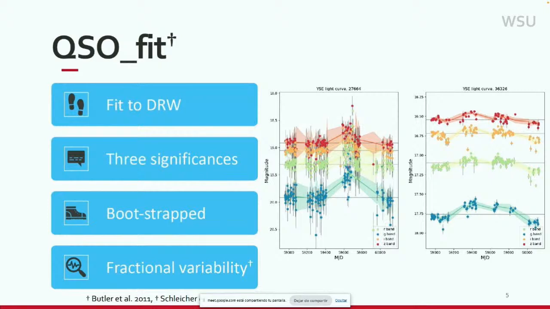So the main software that we use to determine and fit these Damped Random Walks is called QSO Fit. This fits a light curve to a Damped Random Walk and provides three significances. First, that the object is variable, then that the object is specifically AGN variable, and then last, that it is variable but in a random way. And we use those three values to determine our baseline for AGN candidacy.